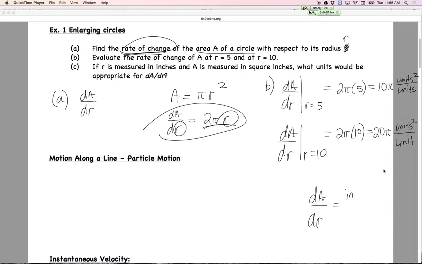dA is measured in inches squared per inch. This would tell me the rate of change: the area is going to change in inches squared per inch. That's telling me what the units are for each of the variables in that rate of change. That's why I don't want to cancel it, unless I'm trying to convert.